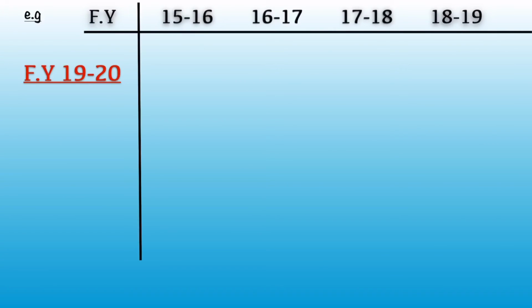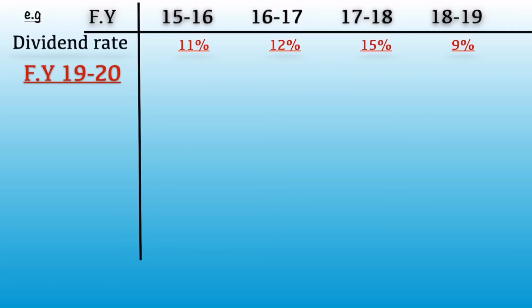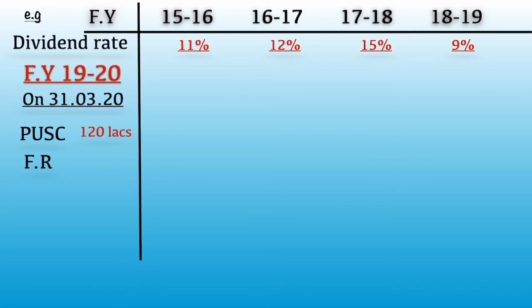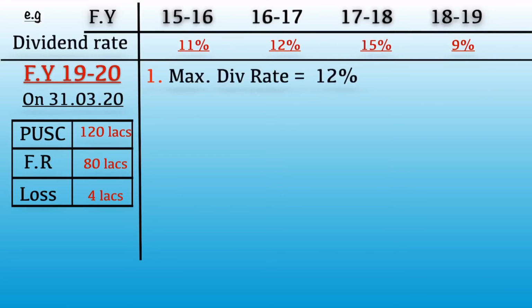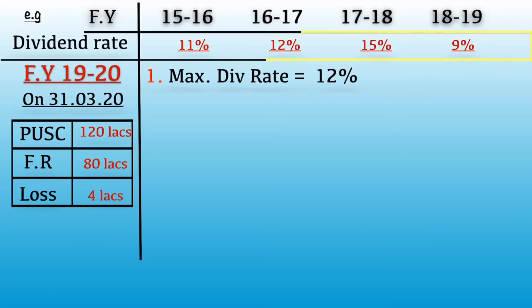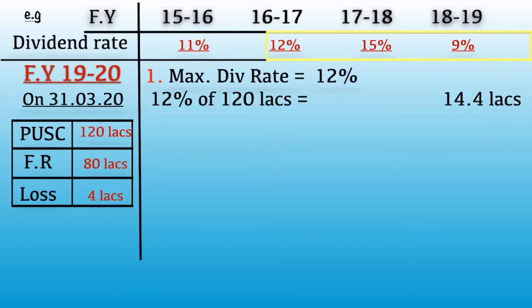Let's take the financial year 19-20 and following are the previous year dividend rates. At the end of the financial year, paid up share capital balance was 120 lakhs, free reserve balance was 80 lakhs, there was a loss of 4 lakhs. Now, as per the first condition, maximum dividend rate is 12%, which is average rate of the immediately preceding 3 financial years, which comes to 14.4 lakhs.